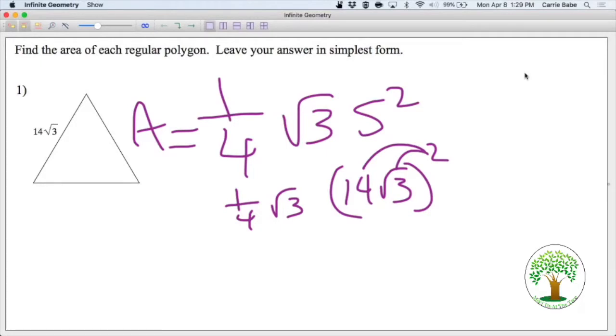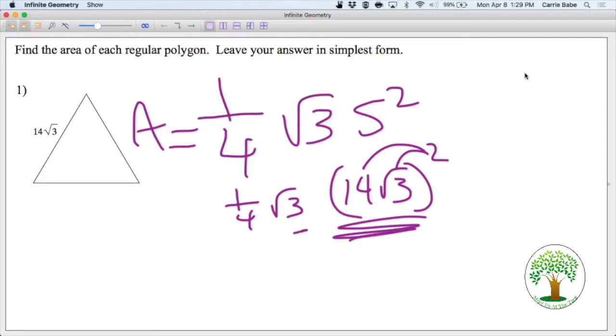Now, I'm not suggesting that you write anything down. Do you understand how we got that? Why did I use just plain old 3? Why not square root 3? Because the square root cancels out the square. Very good. So this part right here is 588.